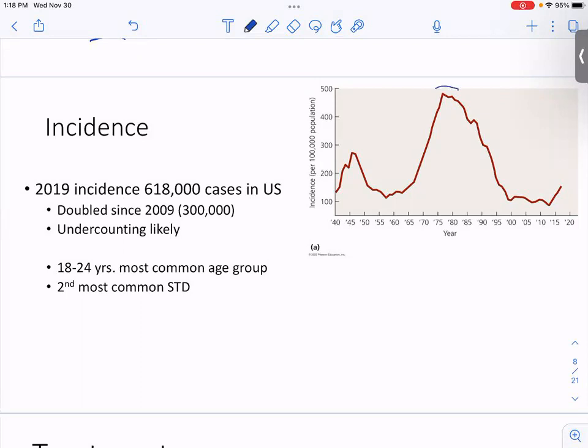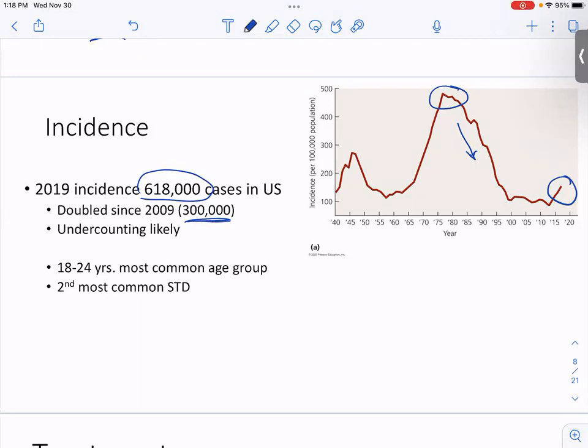Incidence peaked here in the early 80s. That's right before AIDS came on the scene. So we saw a downfall in cases because people didn't want to get AIDS and perhaps were practicing safer sex after that. I think now we're having a little bit of an upturn again. So in 2009, we had 300,000 cases in the US. 2019, in 10 years, we've doubled. So I think people aren't as afraid of AIDS as they used to be.